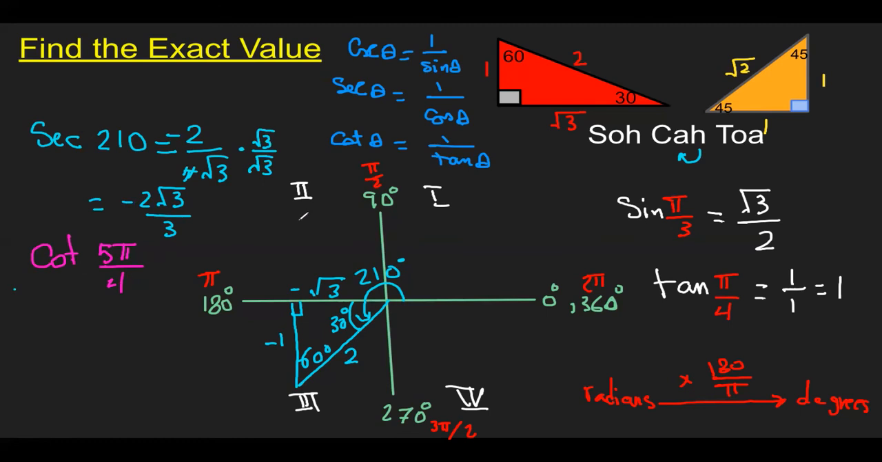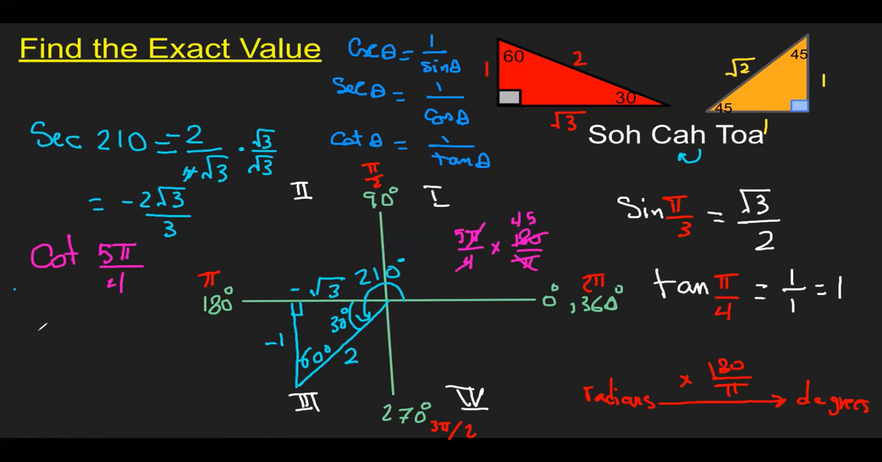How about cotangent 5π over 4? As I said earlier, the first thing you want to do when we're dealing with radians is take the 5π over 4 and convert it to degrees. If we're going to convert radians to degrees, we multiply by 180 over π. So I'm just going to take the 5π over 4, multiplied by 180 over π. The π's cancel, the 4 cancels, and the 180 becomes 45. And 5 times 45 is 225.